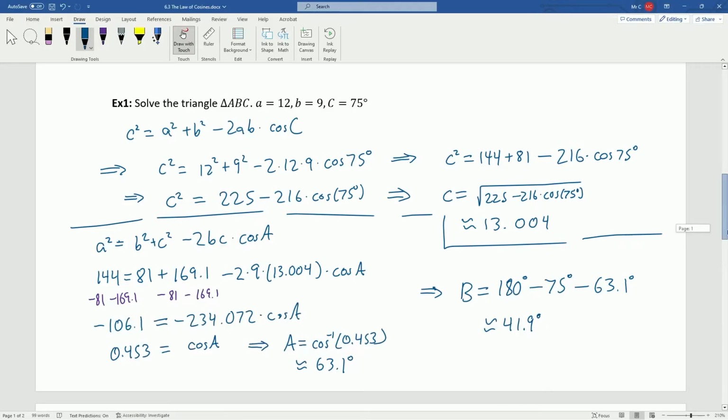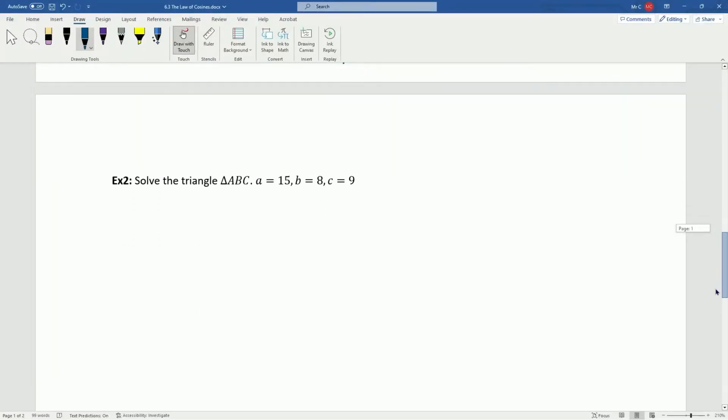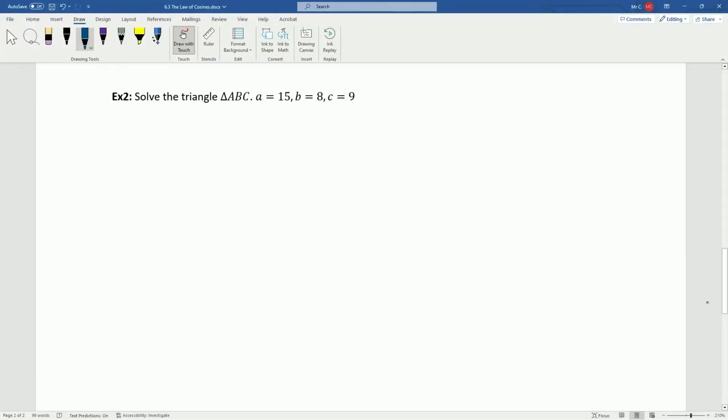Okay, let's go ahead and move on here. We'll tackle another example. So in the previous example, we had one angle and two sides, and now we're dealing with the case where we have three sides. So now we can solve for any angle we want, right? Like we know all three sides, we can pick any angle we want to solve for initially. So let's go ahead and solve for A. Why not? Okay, so we'll use a squared equals b squared plus c squared minus 2bc times cosine of A.